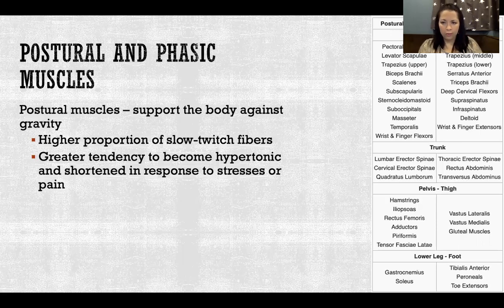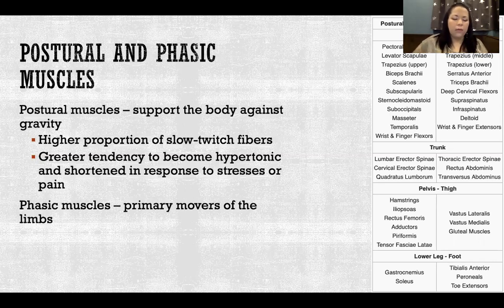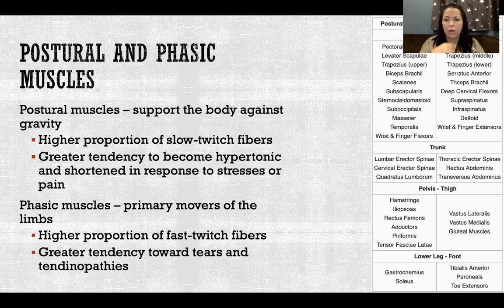So no muscle in the body is made of all of one type of muscle fiber. All muscles are a blend of a whole spectrum of different types of muscle fibers, but some will have greater proportions of one type than another. Okay, so postural muscles in general have a higher proportion of slow twitch because they need to be able to endure and act for much longer, but with less force and speed necessarily. So phasic muscles tend to require greater speed and greater force of contraction. Those are the primary movers of the limbs. So those are going to have a higher proportion of fast twitch fibers compared to postural muscles.